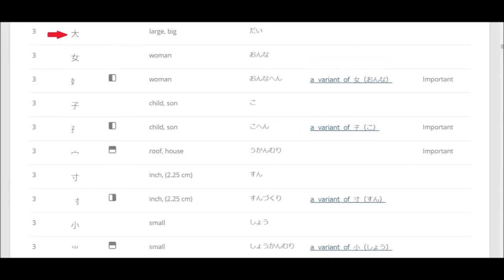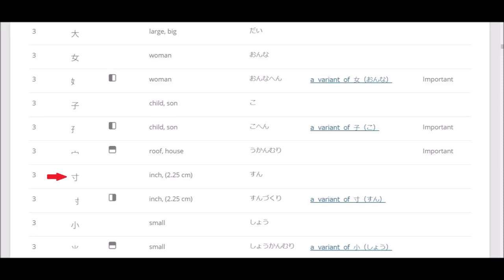Dai, which is large or big, onna, which is woman, onnahen, which is woman if it's a radical on the left side of the kanji. Then we have ko, which is child, son, or daughter, and then kohen, because it is on the left side of the kanji, is child, son, or daughter again. Then ukamuri, which is roof or house, and yeah, very important. You see this on a lot of kanji.